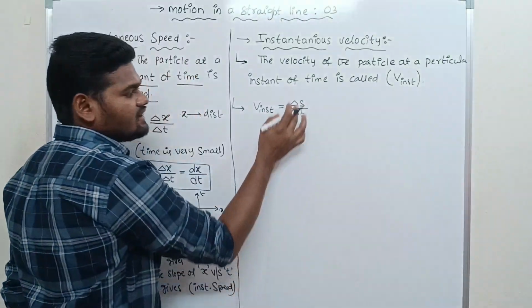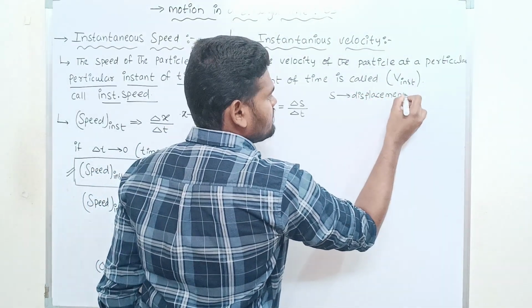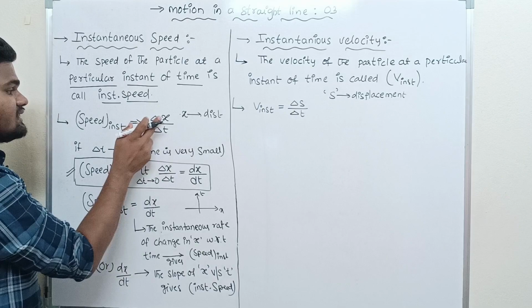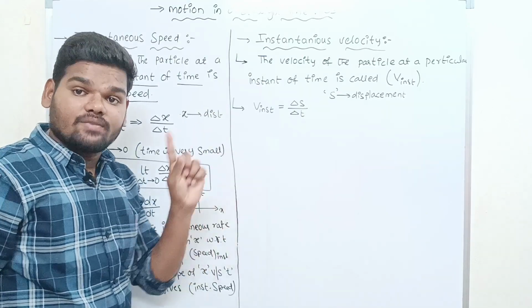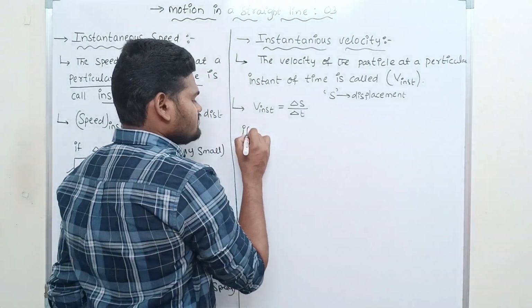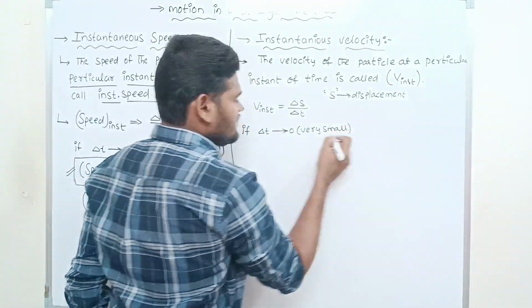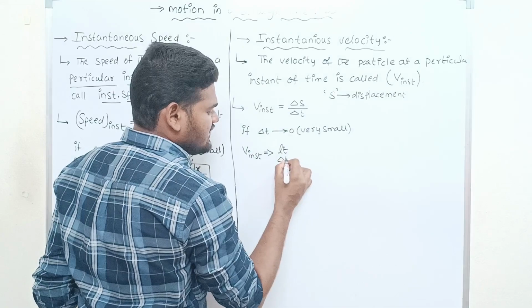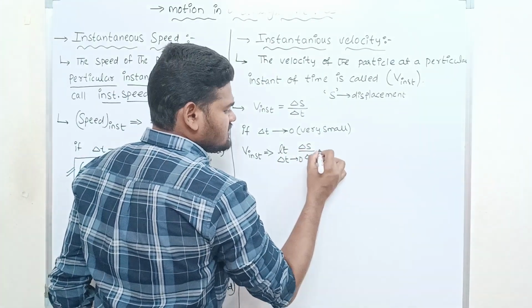Instantaneous velocity is nothing but delta s by delta t. What is s here? s is displacement. The rate of change of displacement is called velocity. The rate of change of distance is called speed. Distance and displacement we have discussed in a previous session. If delta t tends to 0, that means time is very small, then we can write v instantaneous is equal to limit delta t tends to 0 of delta s by delta t, which is ds by dt.